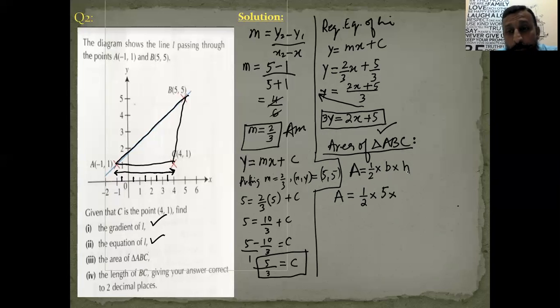Now we need to count the units for the height. So for the height, look at the y-axis now. What is the value of y over here? It's 1. And what is the value of y over there at the point B above?